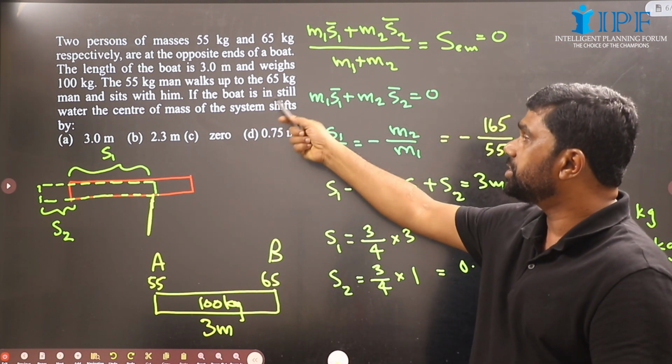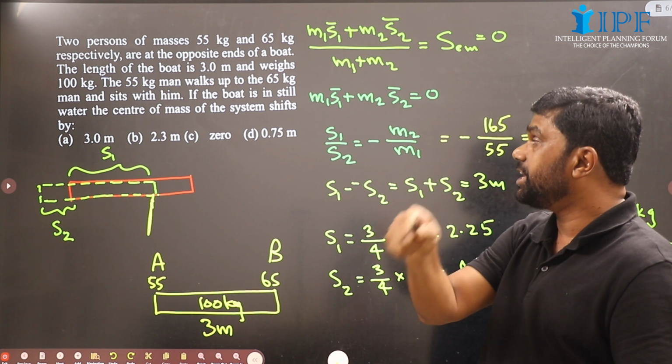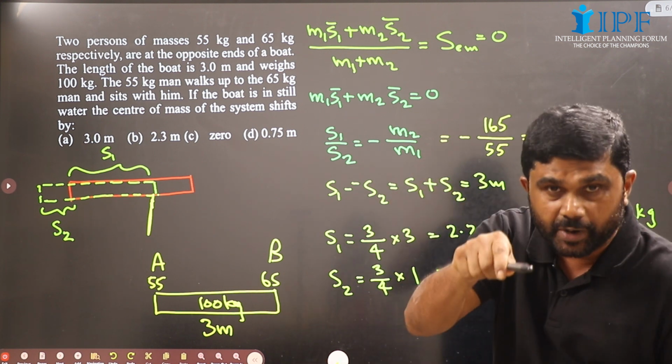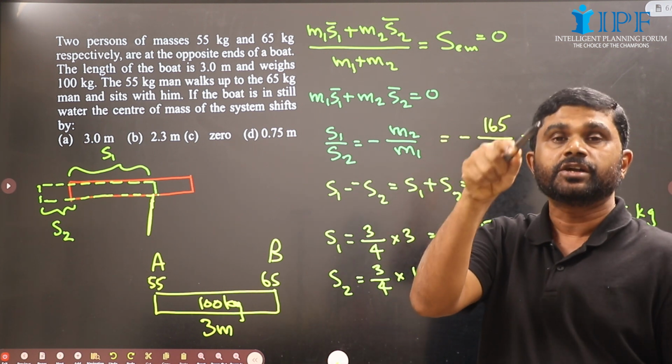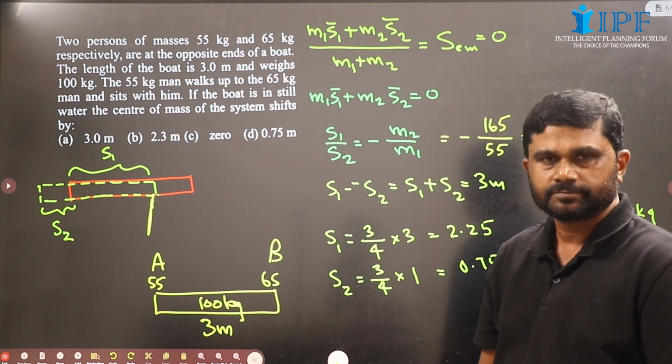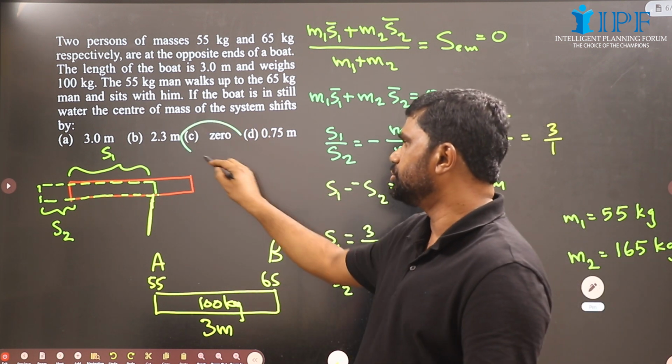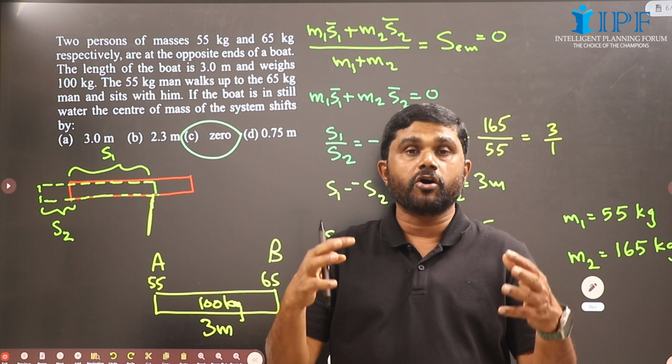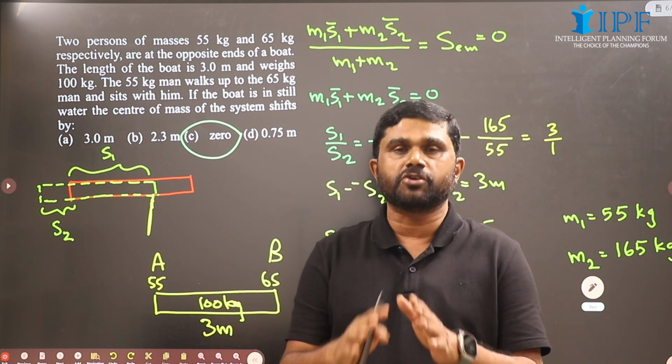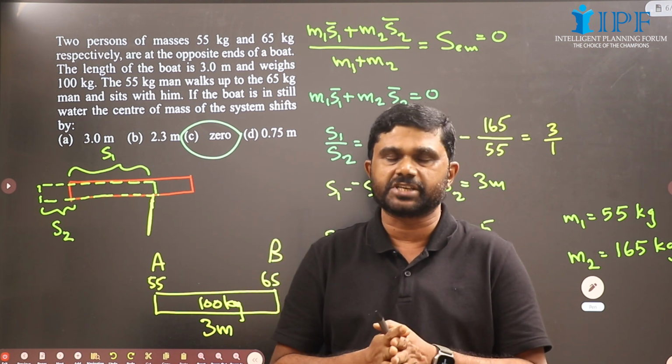So if the boat is in still water, the center of mass of the system shifts by, meaning we have to find the displacement of the center of mass. Okay, that is of course 0. But children, the most beautiful part of this question is not that, the displacement of the center of mass.